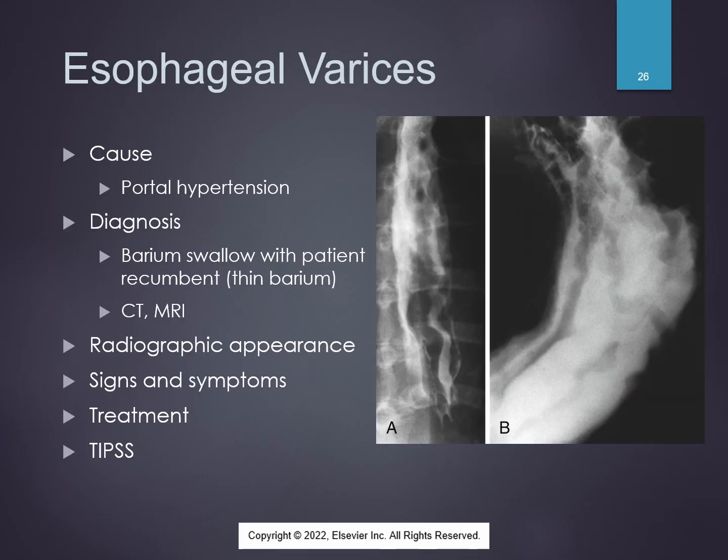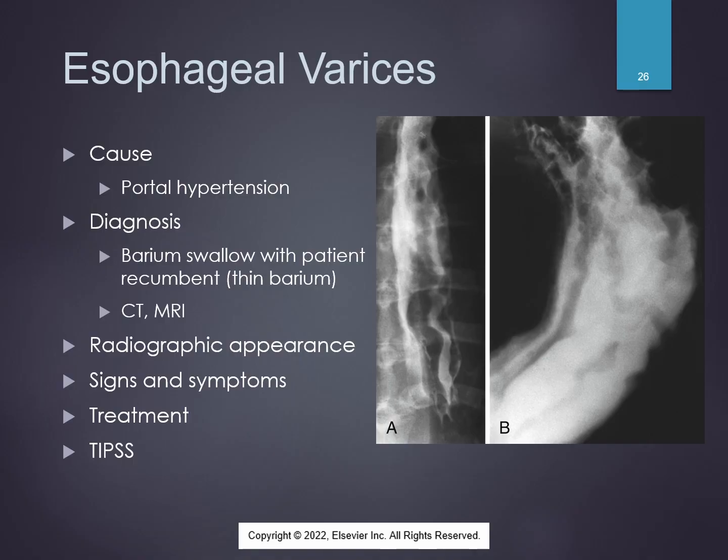Alright, this is another highlight star. So varicose veins are abnormally lengthened, dilated and superficial veins. Those in the esophagus are referred to as esophageal varices. The cause of esophageal varices are a result of portal hypertension.